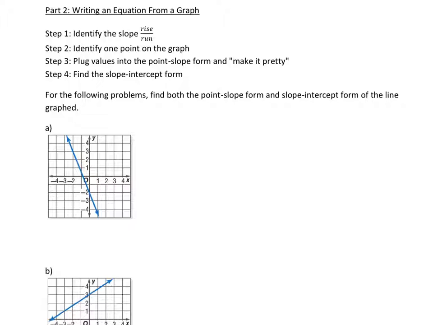Part 2, writing an equation from a graph. So on the back, I give you 3 problems, 3 graphs. We're going to do the first one together, and then I'd like you to do the second 2 on your own. First thing we should start by doing is finding step 1 at the top here through step 4. Tells exactly what to do every time. Step 1 says identify the slope by finding the rise over run. So m equals.